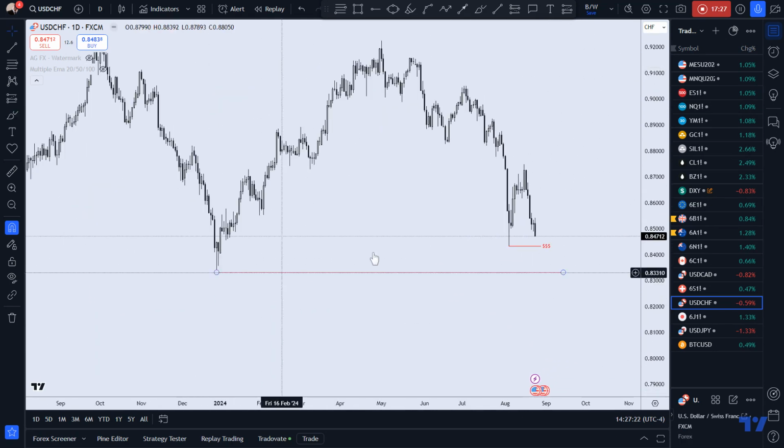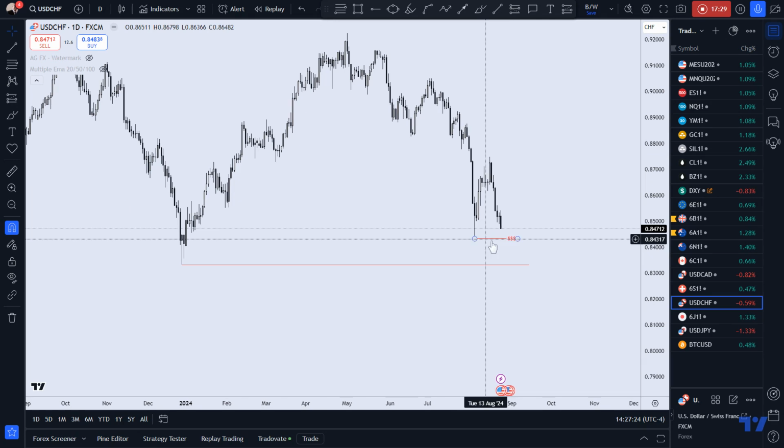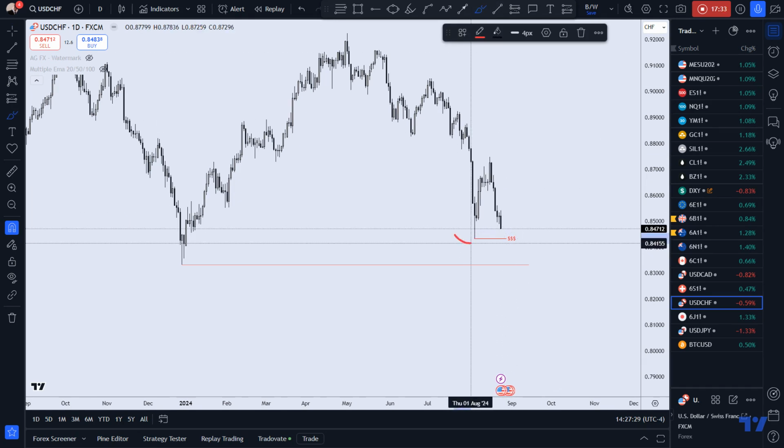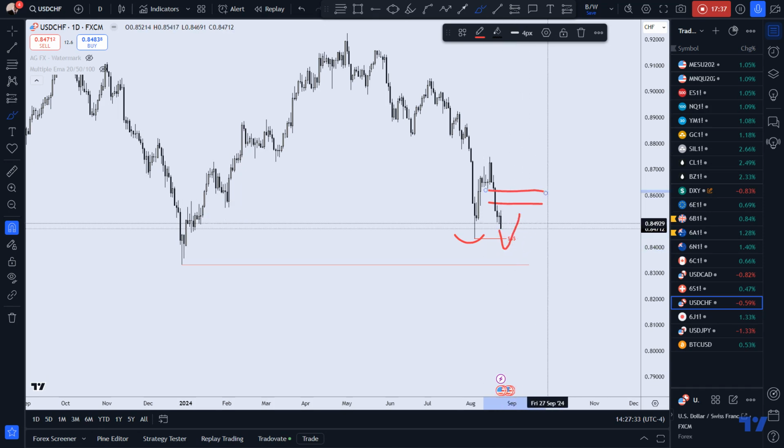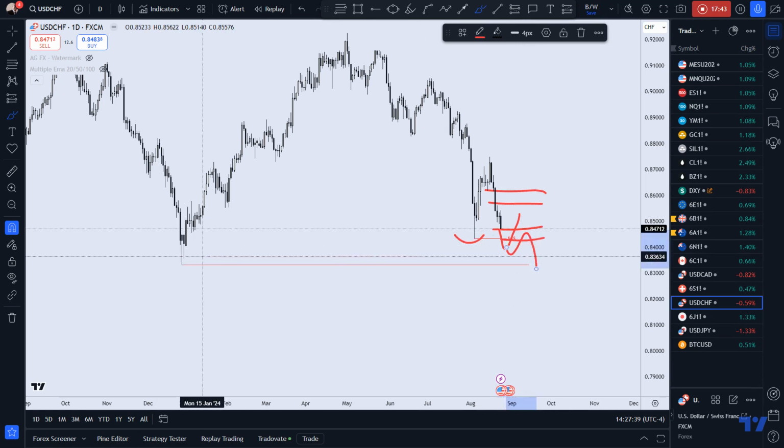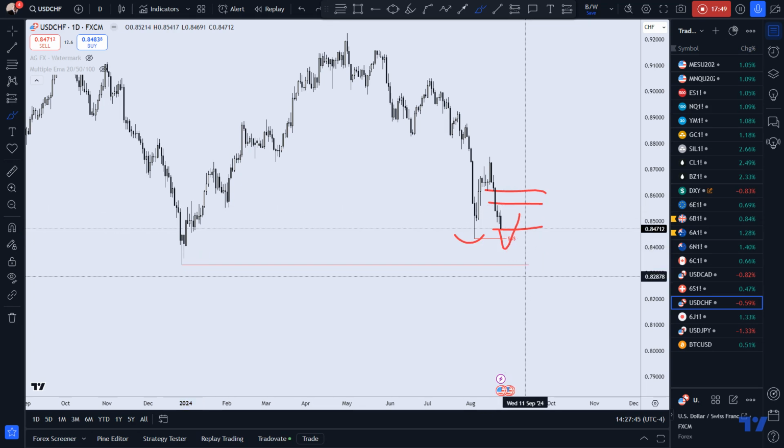US dollar Swiss, same thing, but just the opposite. US dollar Swiss coming down, take out this low. We may see price, after taking out a swing low, pull back into a bearish fair value gap. We may develop one down here before taking out this swing low. But I'm looking to short any pullbacks.